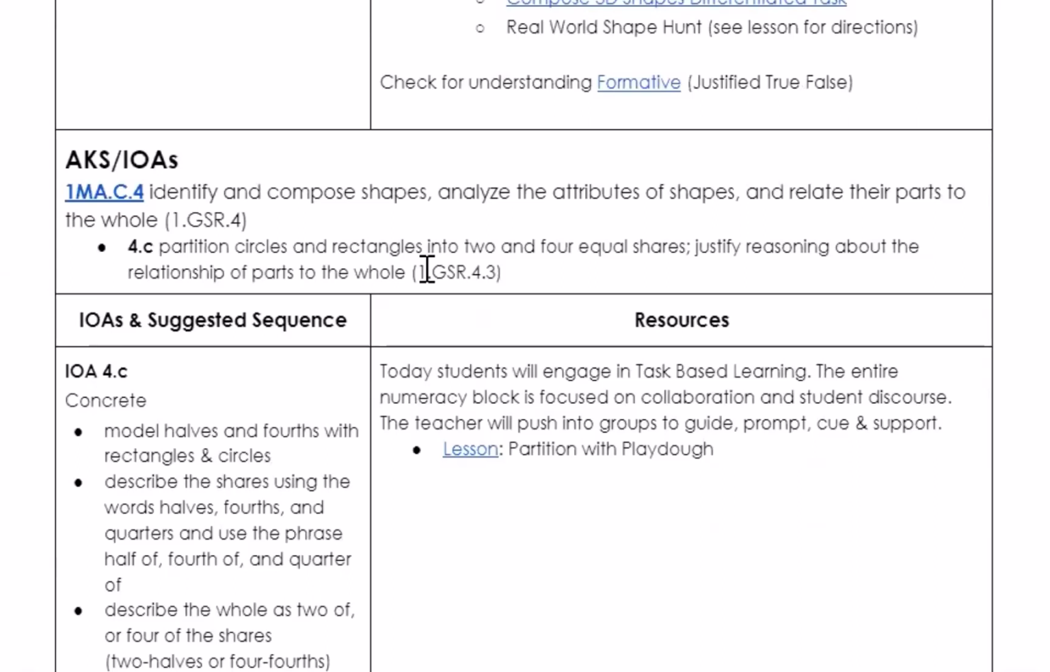The final IOA for Unit 3A is IOA 4C. Students will begin partitioning circles and rectangles into 2 or 4 equal shares. Notice that the bullets say to describe the shares using the words halves, fourths, and quarters. It is also appropriate to use the phrase half of, fourth of, and quarter of.